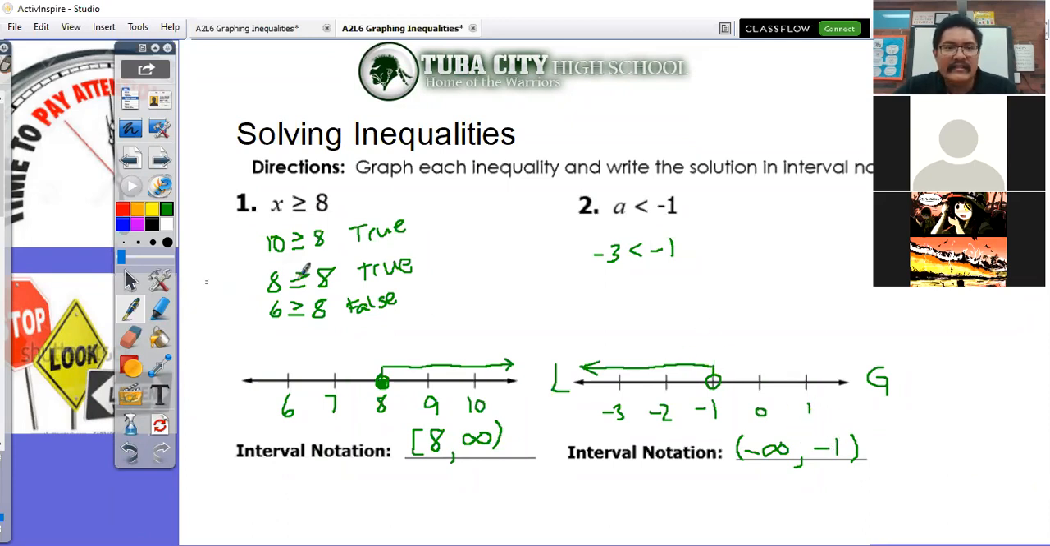Now, if we check it the same way we check this one here, what would happen if I pick -1? -1 is a, so -1 is less than -1. Is that true or false? That's going to be a big false.